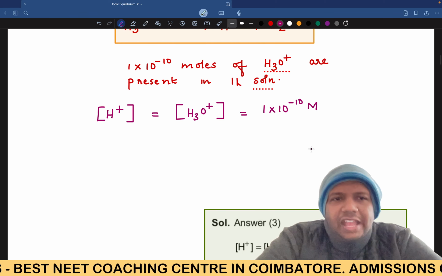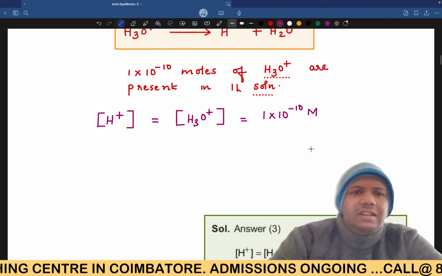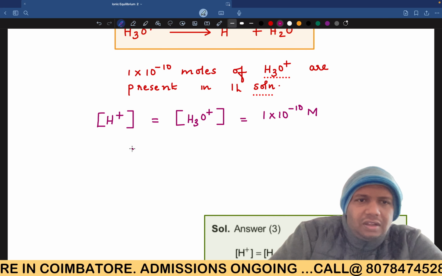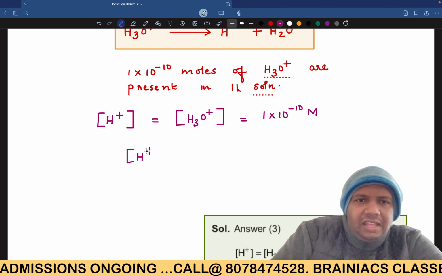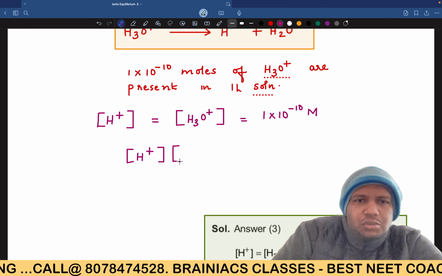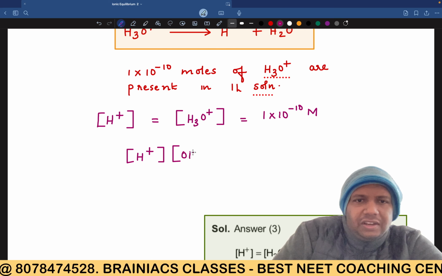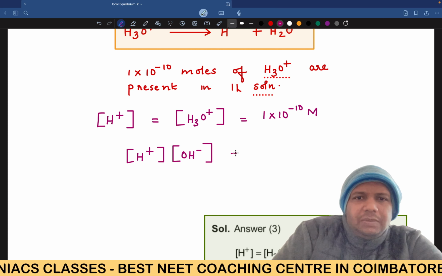Now once you know the H plus ion concentration, we can apply our fundamental concept for OH minus ion concentration. We have the relation: H plus ion concentration into OH minus ion concentration is equal to what?